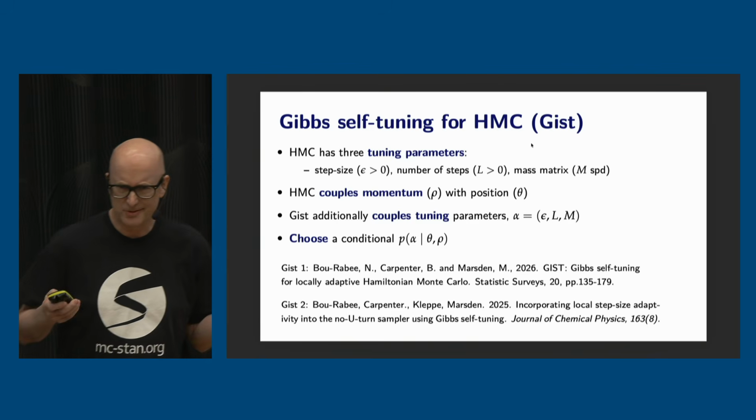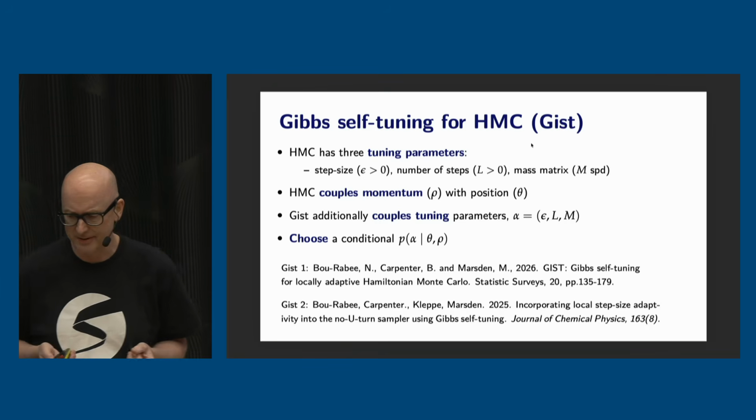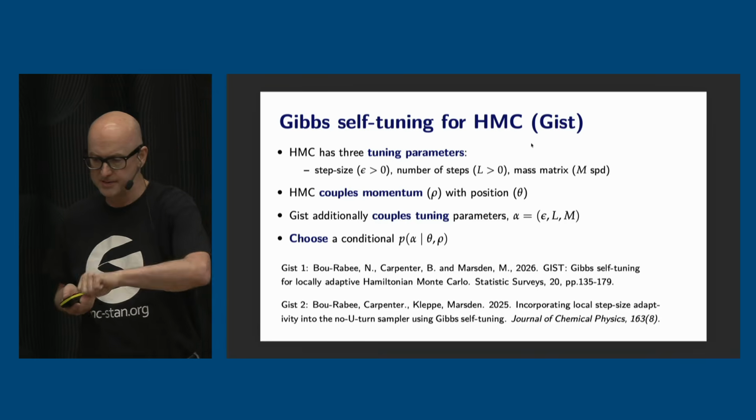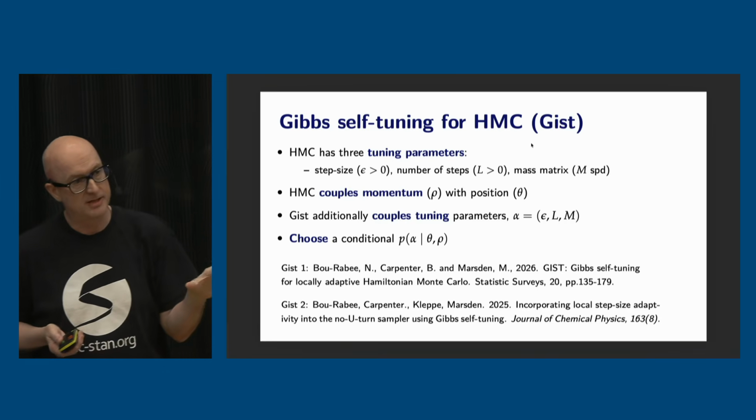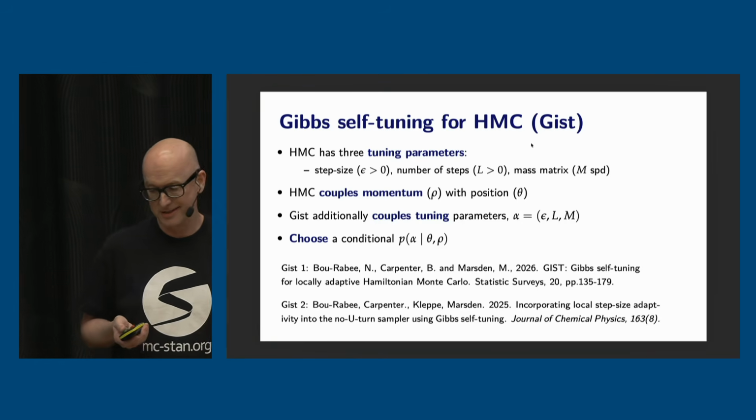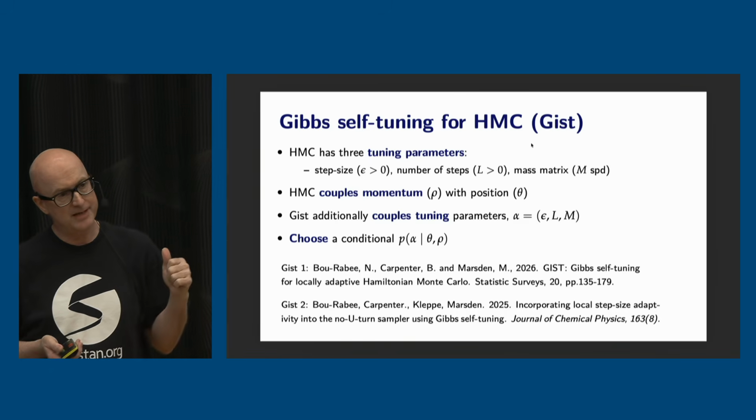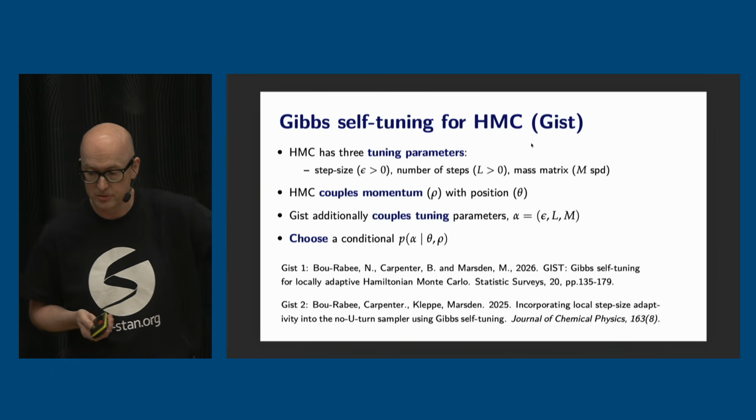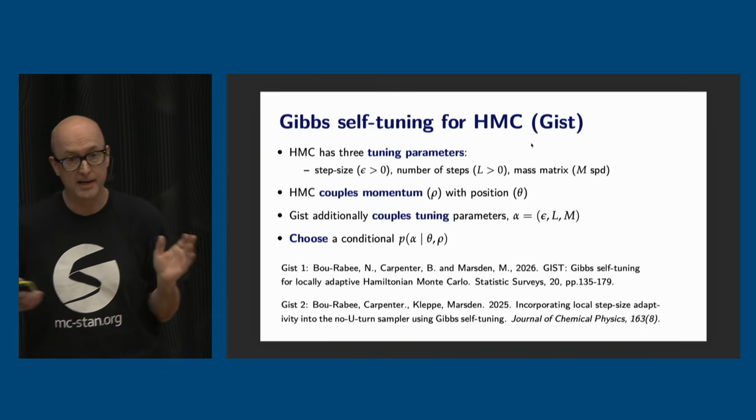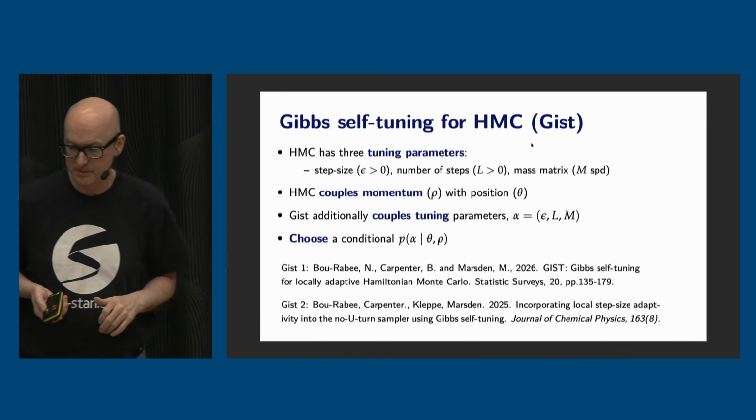So I was originally going to try to do this with no formulas, and then I got nervous about that. So Gibbs self-tuning is something we've been working on for about the last year and a half. We call it GIST. HMC has 3 tuning parameters: a step size, a number of steps, and a mass matrix. HMC, if you think about how it works, it couples a new momentum term with a position term. Right? GIST is additionally going to couple in the tuning parameters, the step size, number of steps, and mass matrix, and it's going to be based on having a conditional distribution of the tuning parameters alpha given the position and momentum. Right? This is a free choice. You can make this P whatever you want and still get a valid sampler. Here are the first 2 GIST papers cited down below.